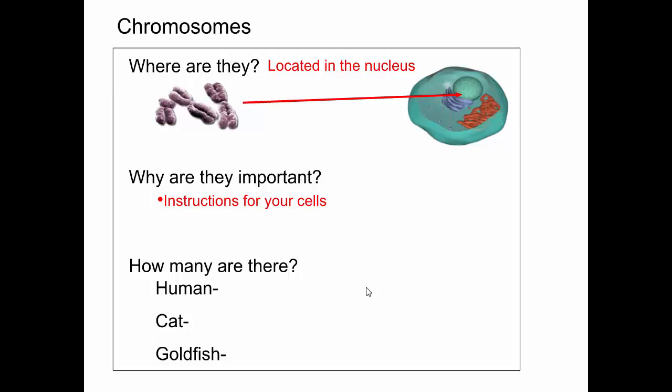And chromosomes are extremely important because they have all of the information, all of the instructions about how to build your cells, how to build you, how your body works, how the different parts interact with each other. All of that information is stored in these tiny little things called chromosomes. And chromosomes are what get passed on from one generation to another.